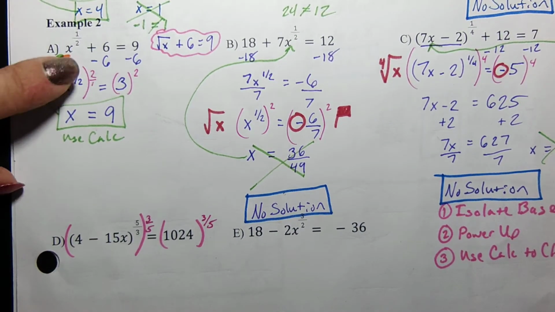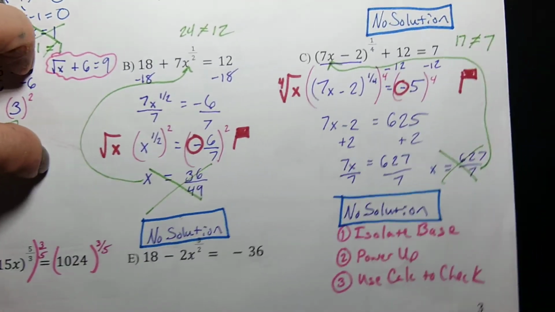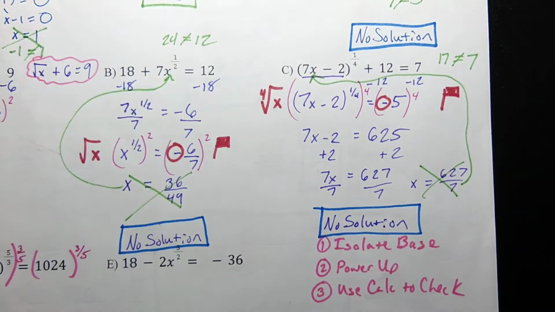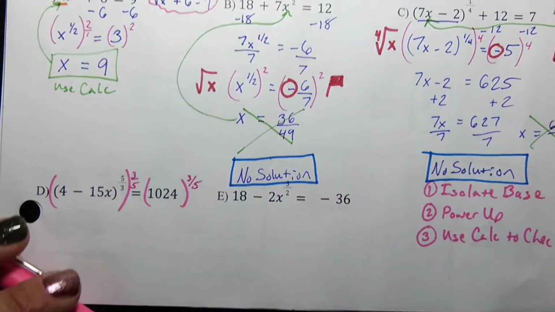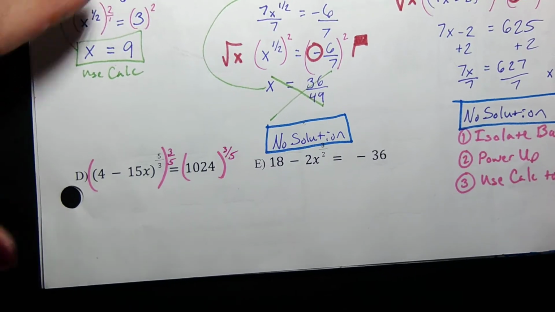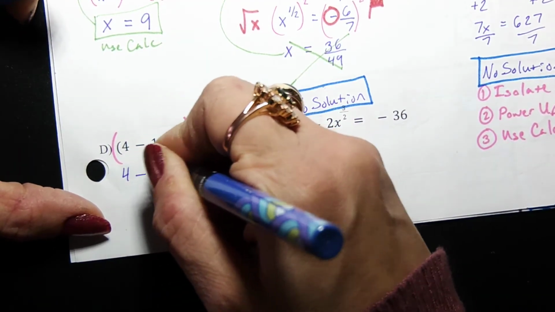And you'll notice it's actually what we've done on the previous problems. The reciprocal of 1/2 is 2, or 2/1. The reciprocal of 1/4 is 4. So when you have these more complicated powers, you can automatically power up by the reciprocal. So this would give me 4 minus 15x.